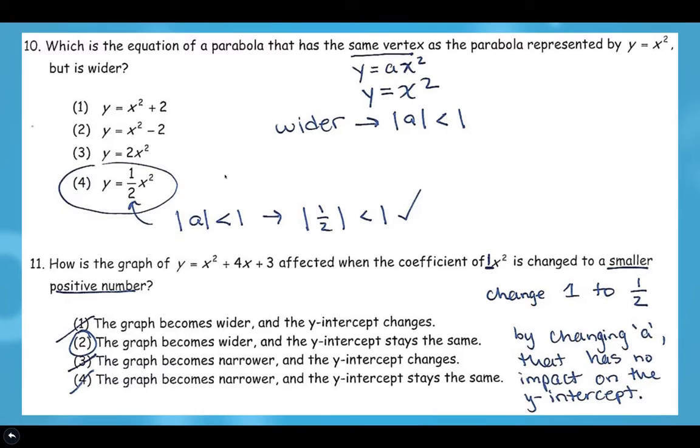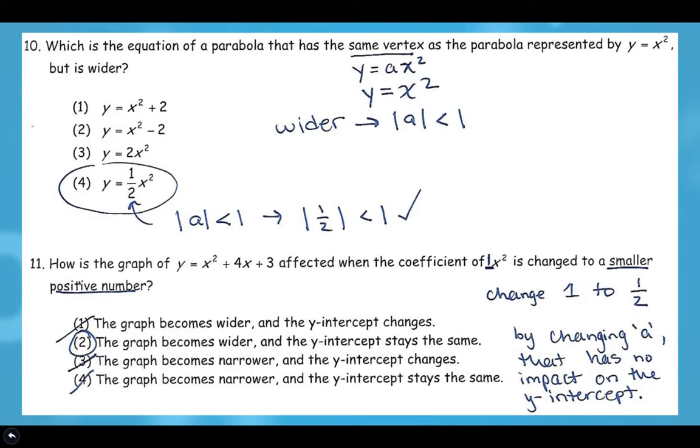Now if you notice, answer choices 1 and 2, they have +2 and -2. I want to keep the vertex the same, so if I add 2 or subtract 2 to the function, well, the first one would be shifting the function up 2 units, and then the second one would be shifting the function down 2 units. I want the same vertex, so we leave the intercept alone.